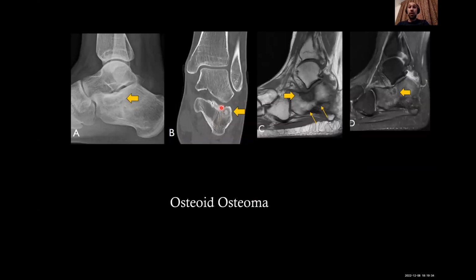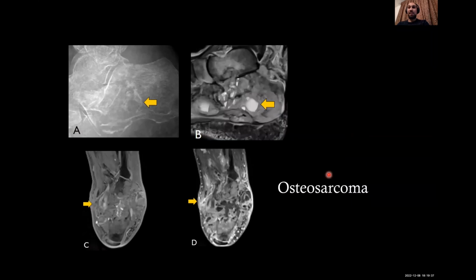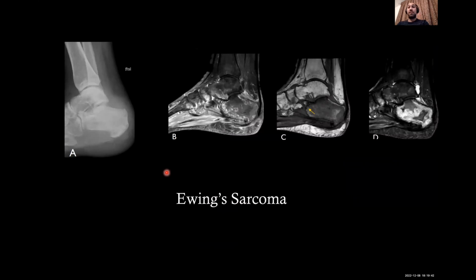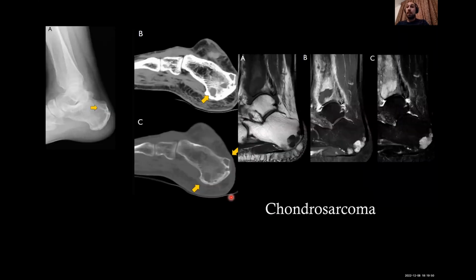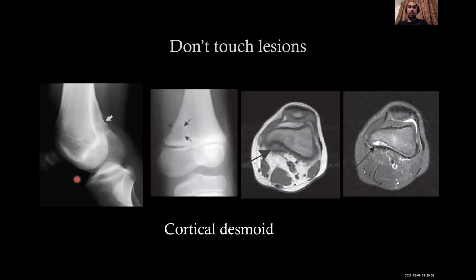This small osteoid osteoma, and here is osteosarcoma when you find destructive lesion with calcifications, soft tissue compared to bone involvement. And some sclerosis here, you will find this Ewing sarcoma, chondrosarcoma with chondroid matrix, and search for the rings and arcs, which is not so obvious. So it is not typical for me, but I have to consider it in my differential because of the chondroid matrix. Okay. Don't touch lesion, cortical desmoid in children. It is not a tumor.